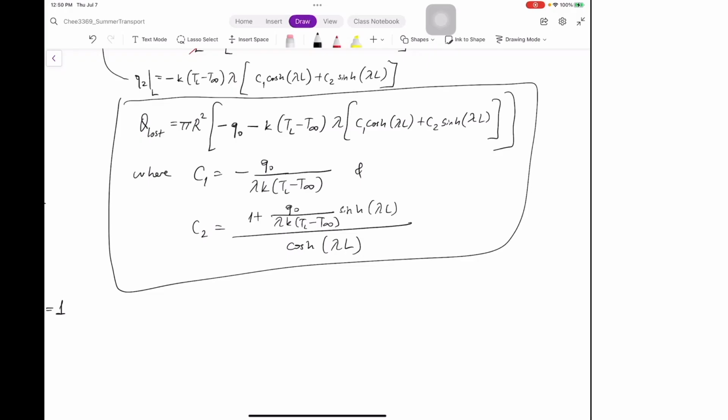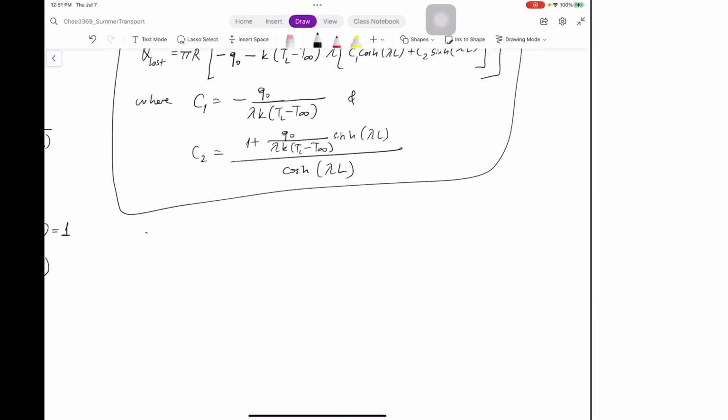Okay, now part C, just calculate the heat transfer rate if the Q0, T_L, T infinity, R, L, h, and k are given. I just leave it to you as an exercise. You just plug in the numbers. So let's say part C is left as an exercise.